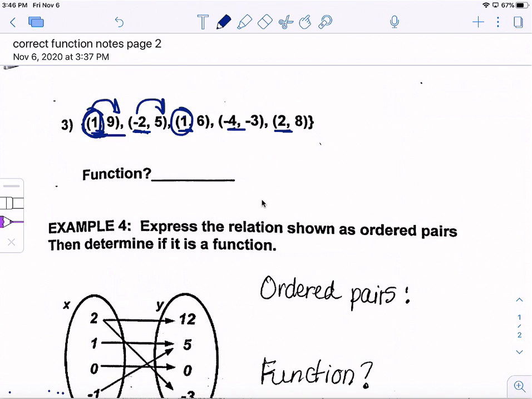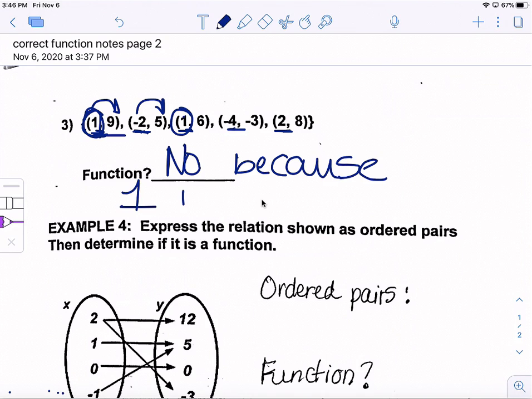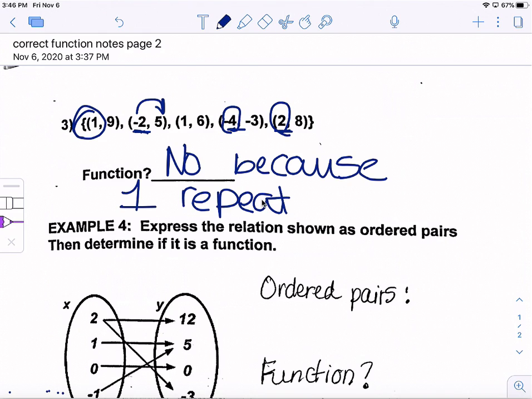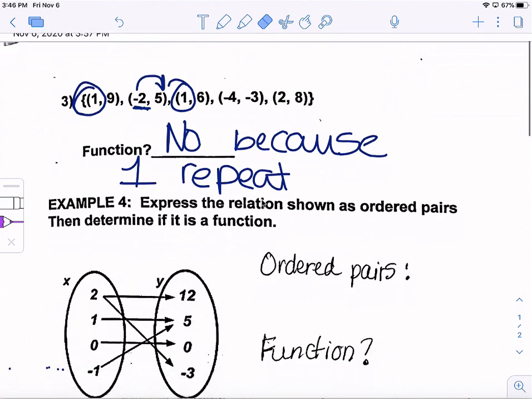So 1 is repeated right here and here. So this would be no because 1 repeats, and that's an x value. So the x value can't repeat. And then these are different, but the reason that this is not a function again is because the 1 repeats right here, here, and here. Let me erase these.